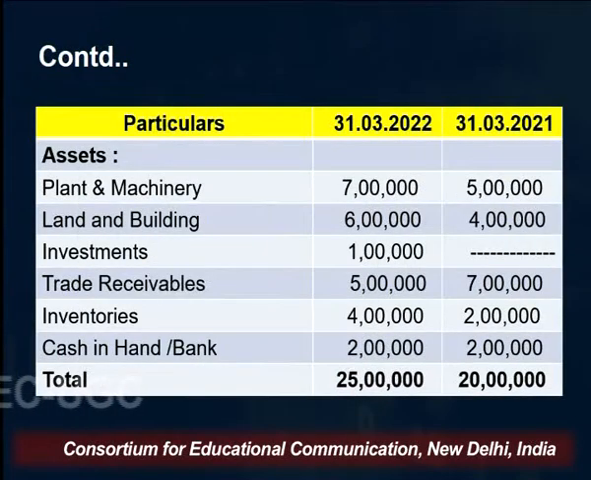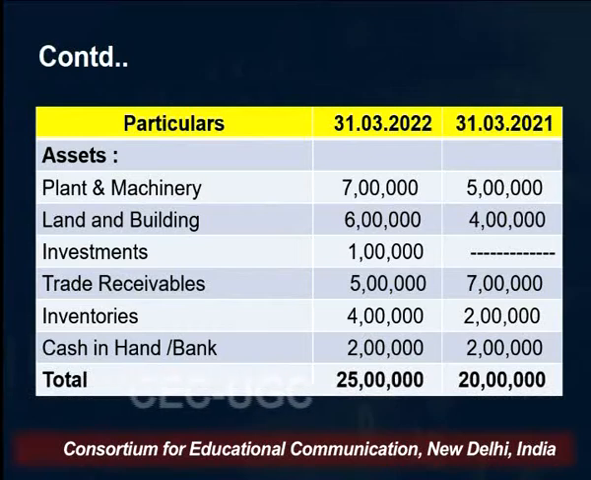On the asset side, if you look, we have plant and machinery, obviously investment you have made, land and building, investing activity, investments. So apart from current liability, everything else is what? Investing activity, it belongs to investing activity. And trade receivable, inventory, cash in hand and bank, they belong to your operating activity because they are basically part and parcel of working capital changes.